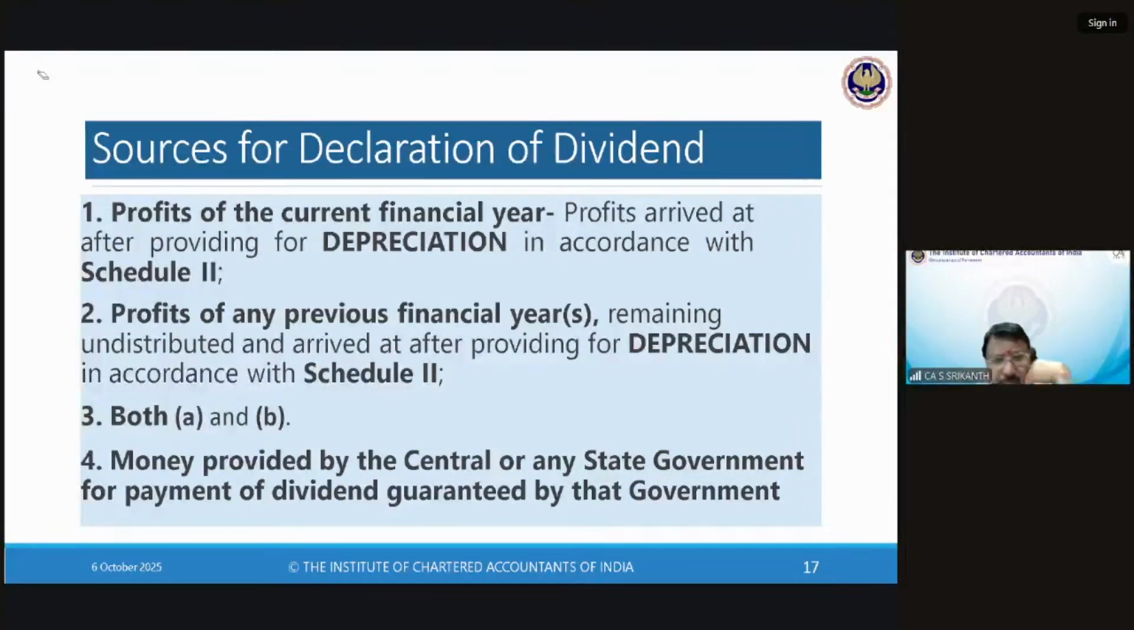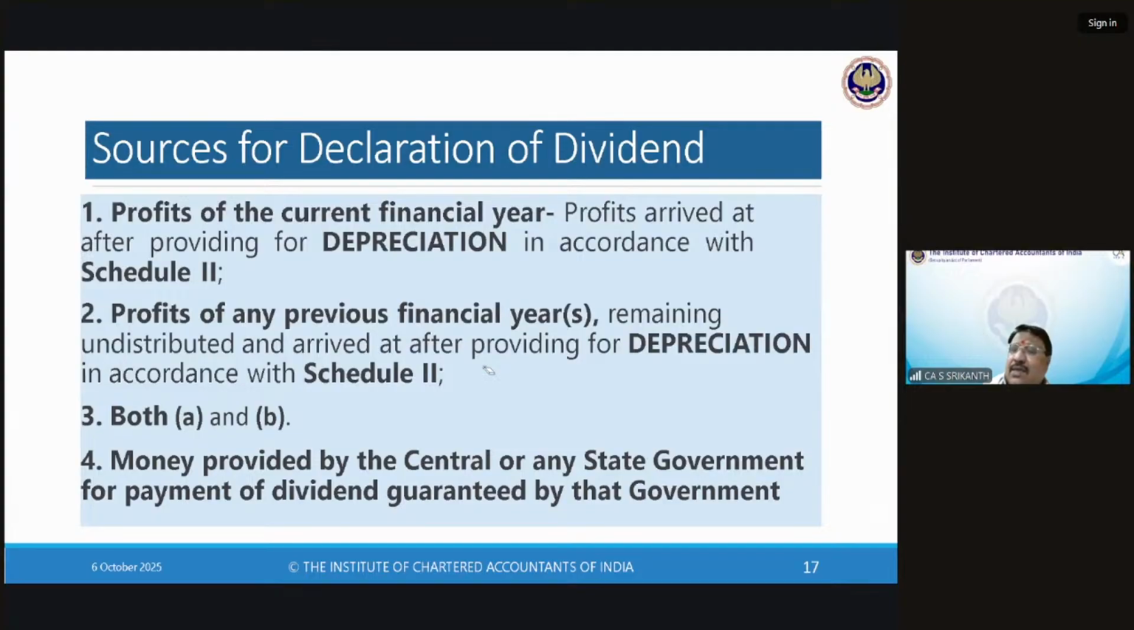Very surprising. If I have bored you or confused you, I hope I have not, because you're all chartered accountancy students. You should be able to understand. Other students may not be. Okay. Now, profits of the current financial year and previous financial year, in both cases after providing for depreciation, both A and B. It's not either or, it's both.